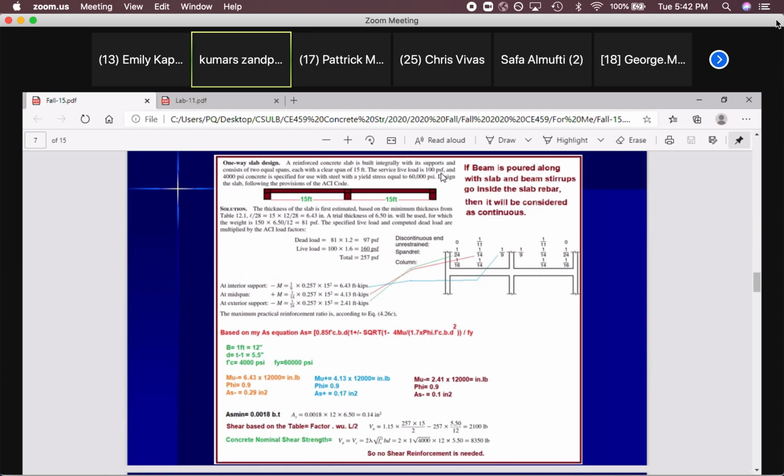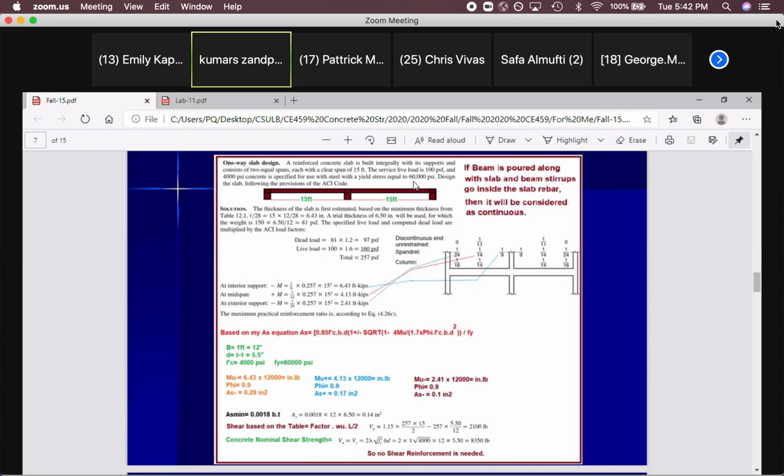That's for the dead load. It should be just the weight of this concrete. Imagine this is a parking lot, so concrete is exposed, and they are not adding anything to that one. So dead load is just the weight of the concrete, and live load is 100 pounds per square foot. We know F prime C and Fy, 60 KSI.